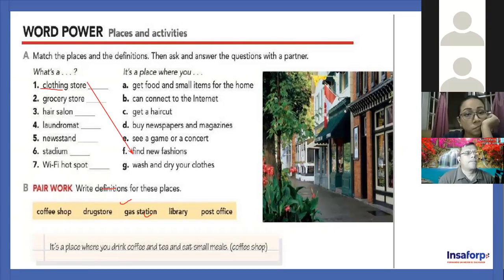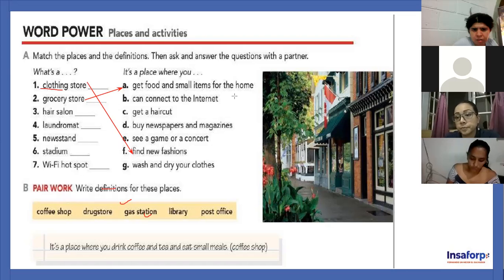Okay, thank you. So can you help me, Rufino, number two? What can we find, or what is a grocery store? Grocery store. What can we do? Tell me, please. Can you read it? Grocery store. Okay, can you read the definition, please? Podemos leer. Okay, thank you. Get a careful and a small item for the home. Okay, perfect, right? The grocery store, where we can find small items, right?